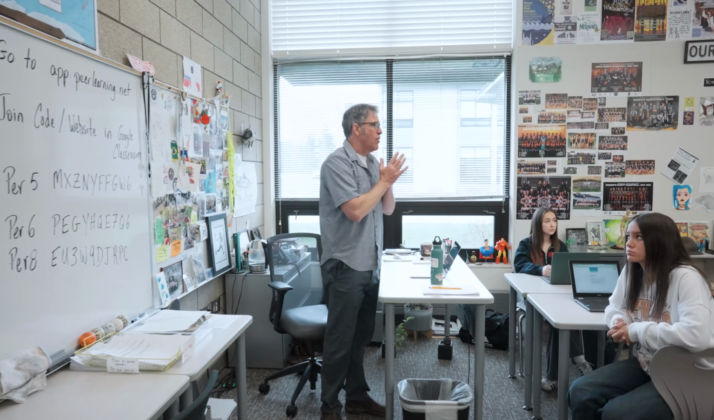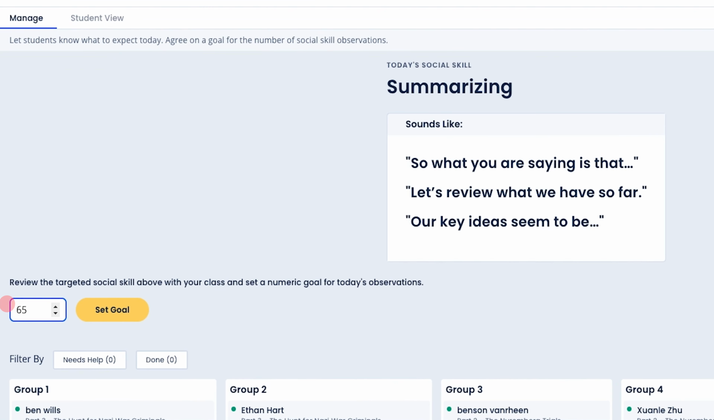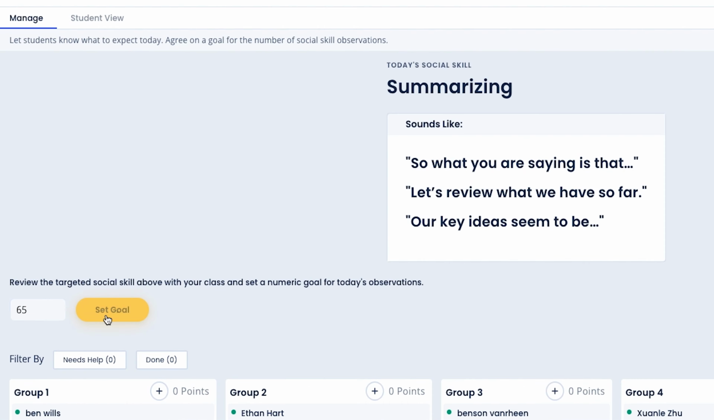We need to set our goal. 65. We're setting a goal of 65. That means everyone's going to have to participate on this. Okay, we got it. All right, I love it.